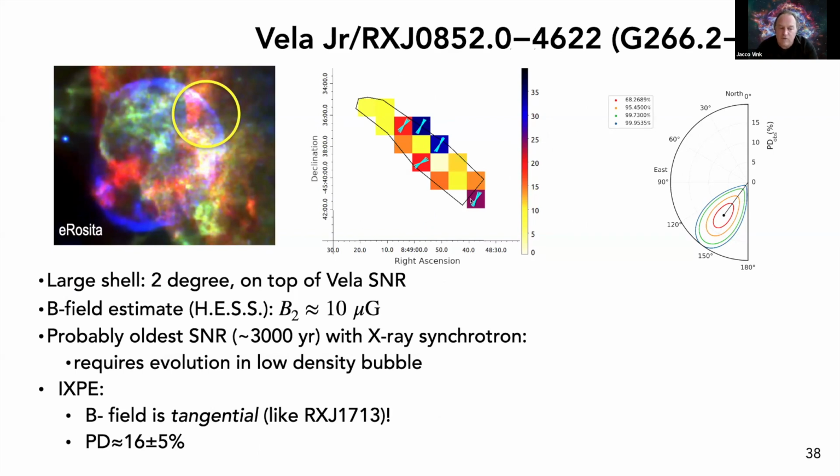The magnetic field estimate for this remnant is sort of 10 microgauss. It's probably the oldest supernova remnant in the whole bunch. So it's on the border of being called mature supernova remnants, I would say. On the other hand, it must be dynamically young because you need shock velocities of 3,000 kilometers a second. The polarization degree is 16 plus or minus 5%.